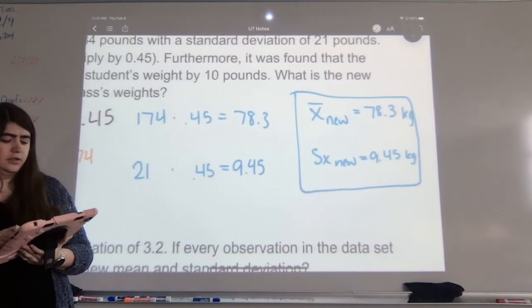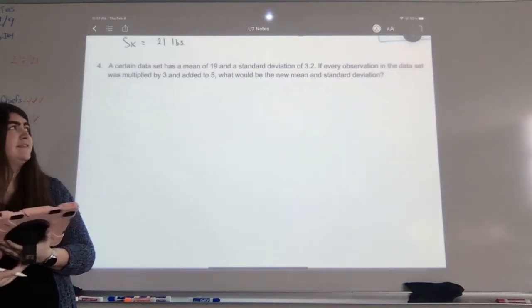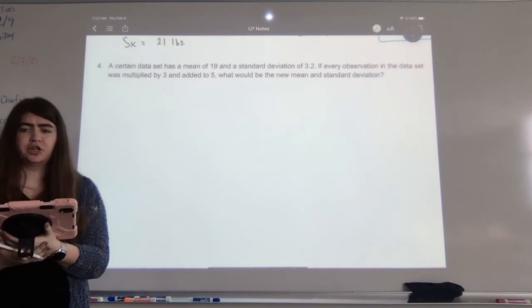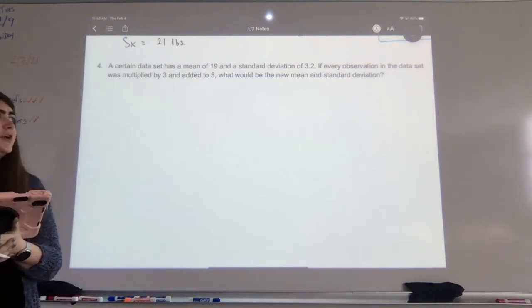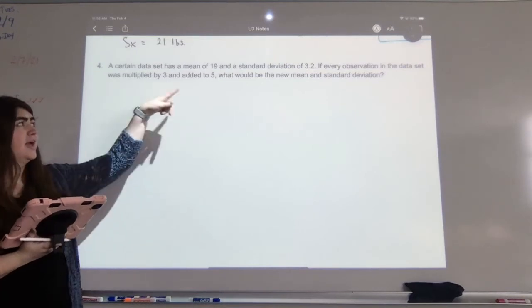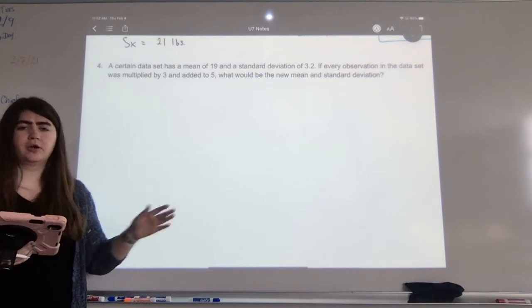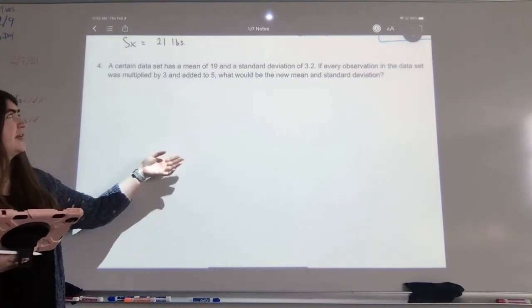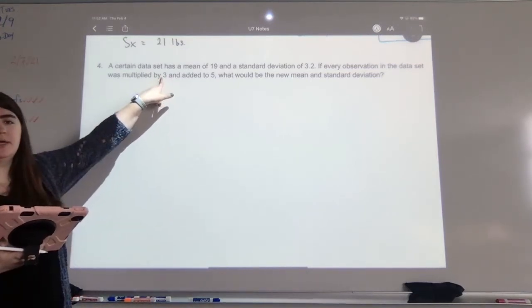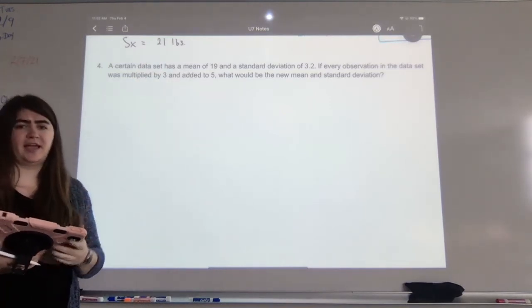Example 4 says a certain data set has a mean of 19 and a standard deviation of 3.2. If every observation in the data set was multiplied by 3 and added to 5, what would be the new mean and standard deviation? Okay, in this question, it's specifying that you're multiplying by 3 and then you're adding 5. So our multiplication is happening first.